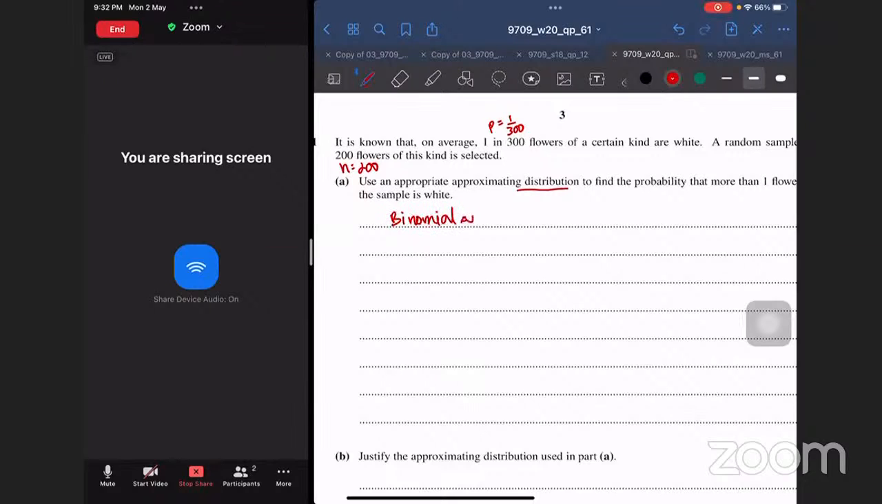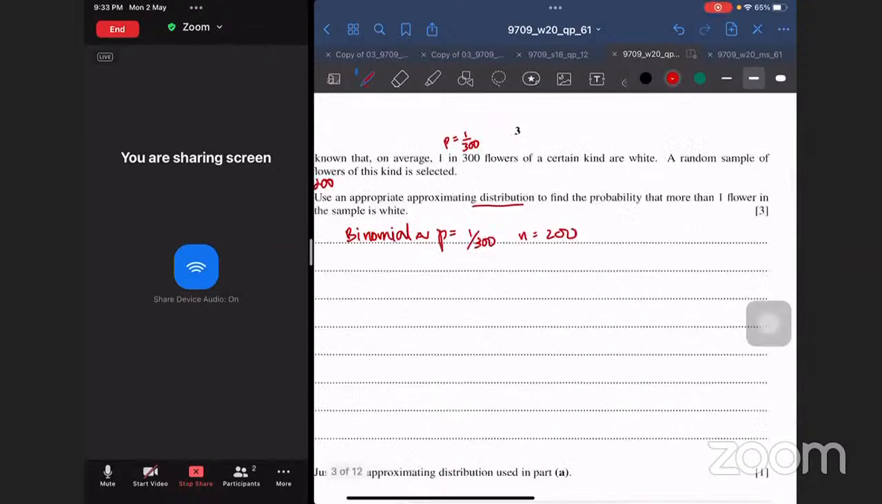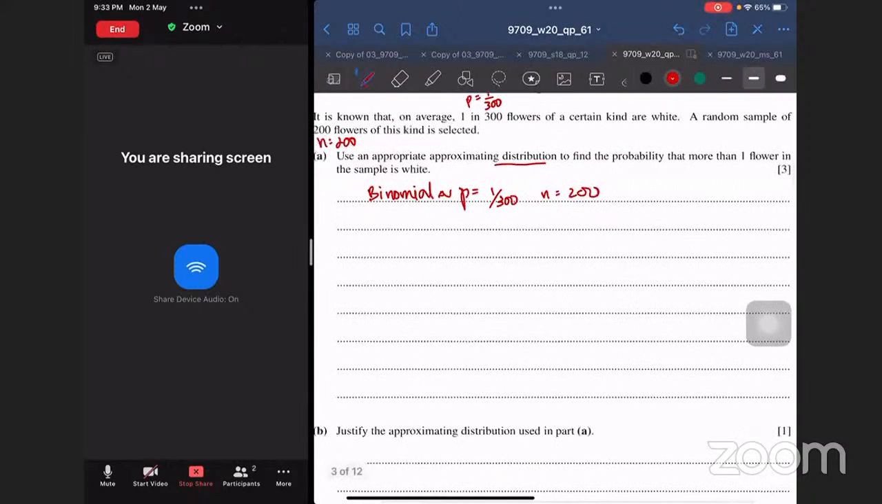P is 1 out of 300 and N is 200, which is used in an approximating distribution to find the probability that more than one flower in the sample is white. So using an approximate distribution means converting it to a Poisson distribution with lambda. This gives me 2/3. So the probability of more than one flower is 1 minus the probability of 0 and the probability of 1.